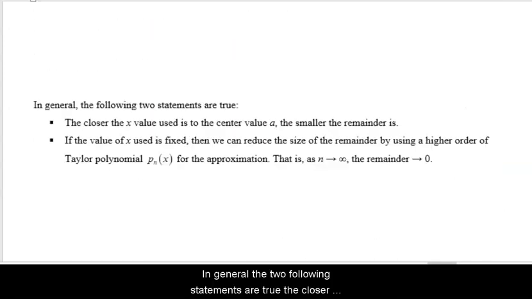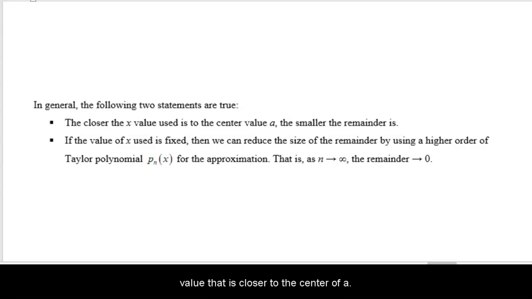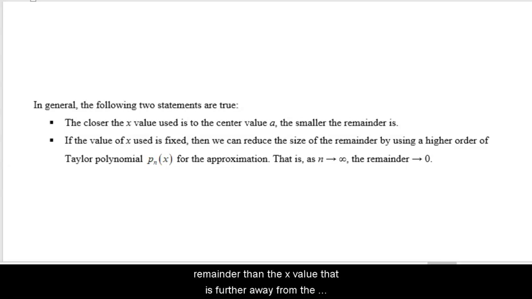In general, the two following statements are true. The closer the x value that we use is to the center value x equal a, the smaller the remainder will be. Let me give you an example. Suppose we set the center value to be x equal 1. If I then want to compare the error, or the remainder, when I use either an x value of 1.1 or 1.3, the x value that is closer to the center of x equal 1 will have a much smaller error or remainder than the x value that is further away from the center, that 1.3.